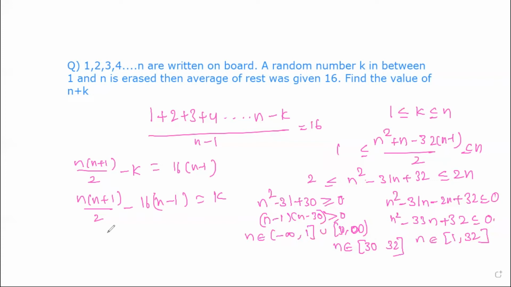And we also have the simplified form of k, which is (n square minus 31n plus 32) by 2. So now here, if you plug in n as 31, k comes out as 16. So the value of n plus k is 47. Since both of them have to be integers here, we can try plugging in all the values of n lying between 30 and 32. But n equal to 31 gives you k equal to 16.